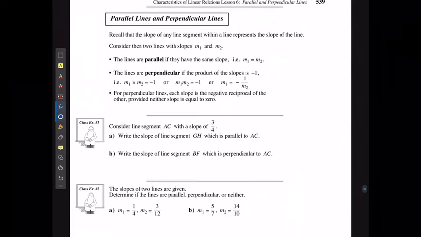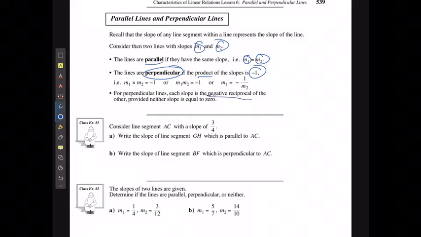For parallel lines and perpendicular lines, we recall that the slope of any line segment within a line represents the slope of the line. Consider then two lines with slopes of M1 and M2. The lines are going to be parallel if M1 is equal to M2. The lines are perpendicular if the product of M1 and M2 is -1. Or, for perpendicular lines, each slope is the negative reciprocal of the other, provided neither of them is equal to 0.